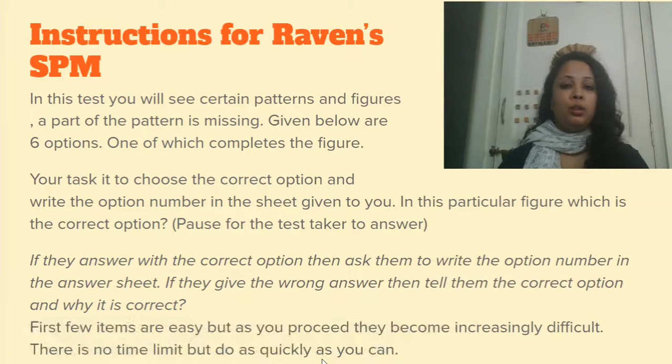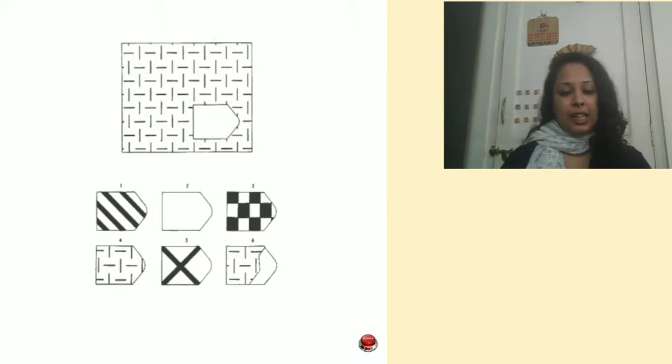Okay, so what we're going to do now, I'm going to show you a test item. This is the test item. This is the first item in the Raven Standard Progressive Matrices booklet. Using this as an example, you're supposed to give instructions to your subject. Now observe how I am giving the instructions. Okay, so you will begin. In the following pages, you can see certain patterns and figures. A part of the pattern is missing. Given below are 6 options, out of which 1 is the correct option.